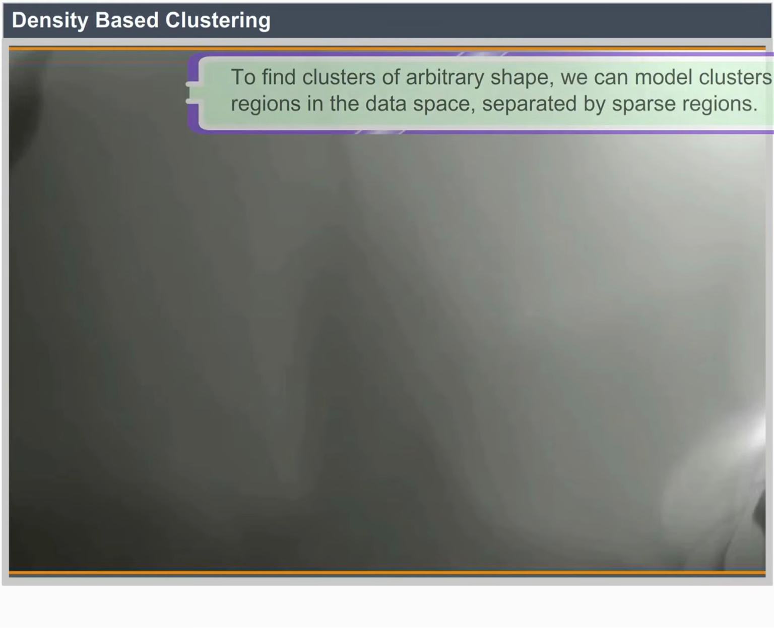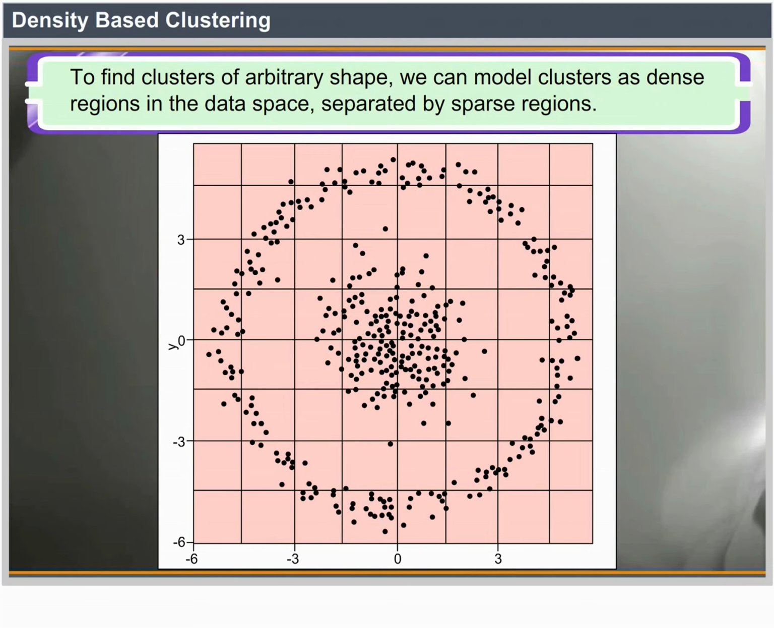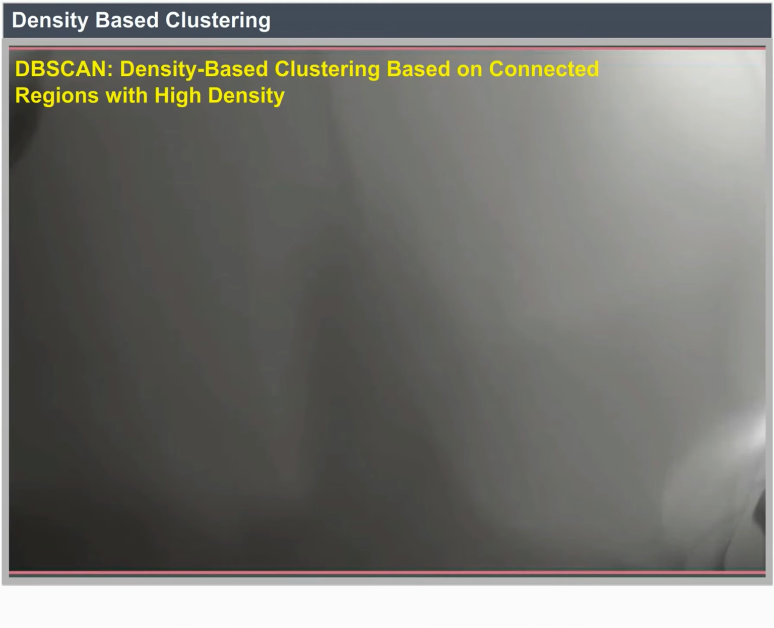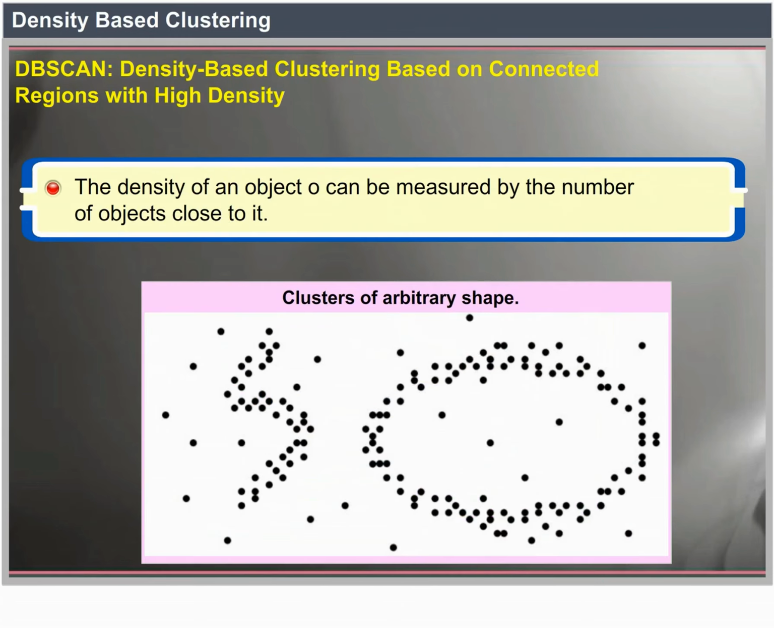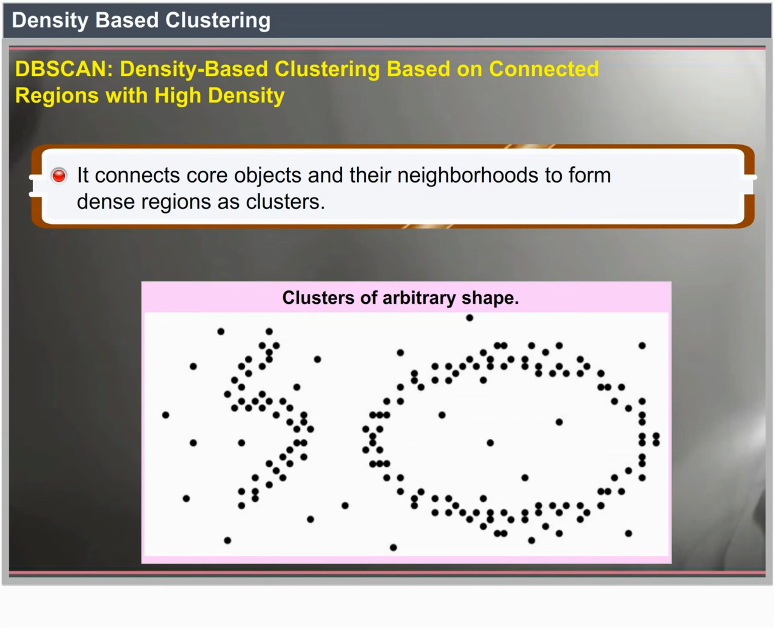Density-based clustering. To find clusters of arbitrary shape, we can model clusters as dense regions in the data space, separated by sparse regions. This is the main strategy behind density-based clustering methods, which can discover a cluster of non-spherical shape. DBSCAN. Density-based clustering based on connected regions with high density. The density of an object can be measured by the number of objects close to it. DBSCAN, density-based spatial clustering of applications with noise, finds core objects, that is, objects that have dense neighborhoods. It connects core objects and their neighborhoods to form dense regions as clusters.